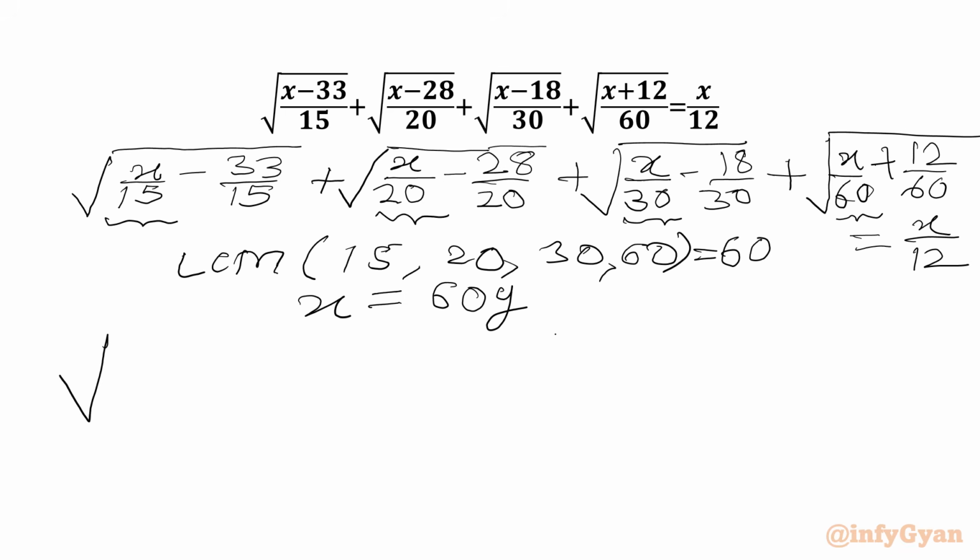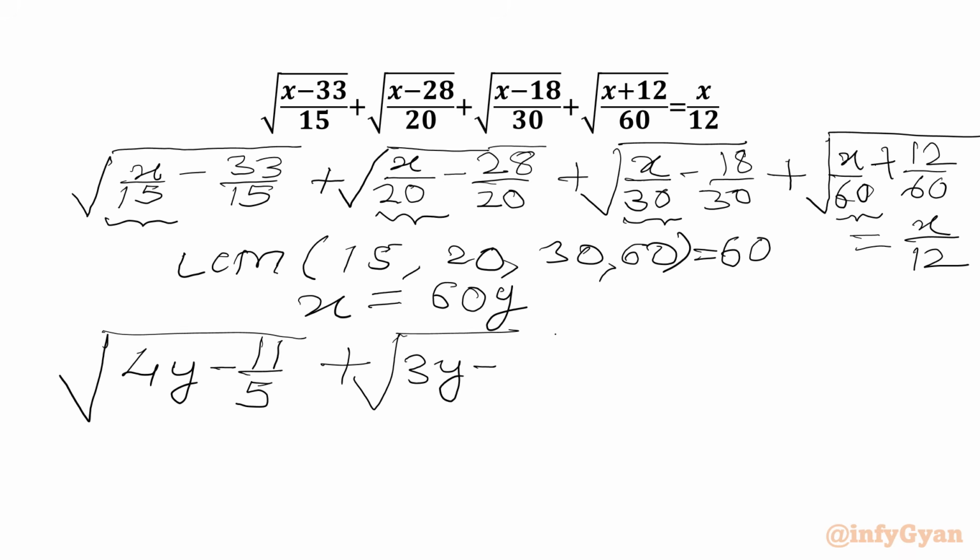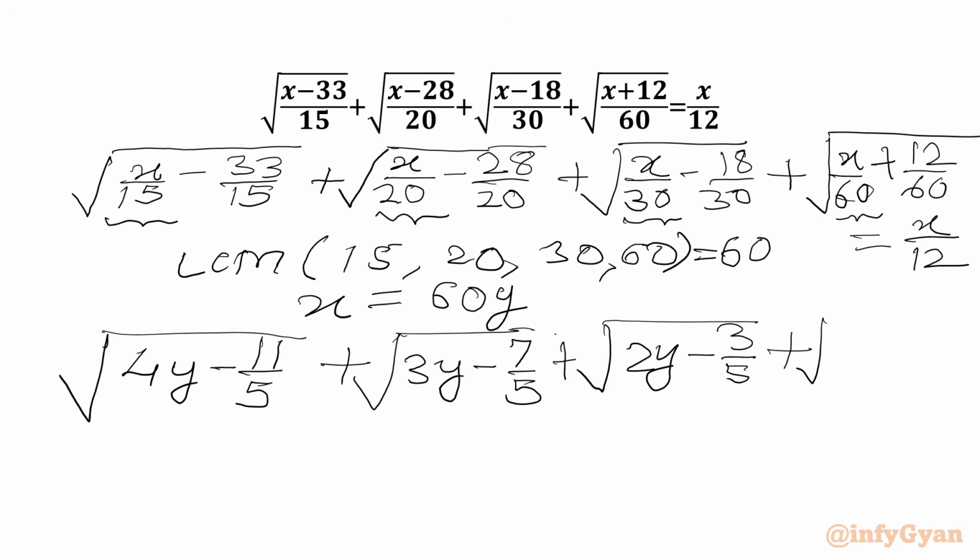We will write our equation: square root of 60y over 15, that is 4y, minus 33 over 15, that is 11 over 5, plus square root of 60y over 20, that is 3y, minus 28 over 20, that is 7 over 5, plus square root of 60y over 30, that is 2y, minus 18 over 30, that is 3 over 5, plus square root of 60y over 60, which will be y, plus 12 over 60, which would be 1 over 5. In the RHS, 60y over 12 is 5y.